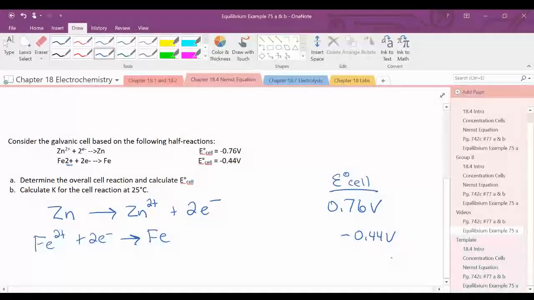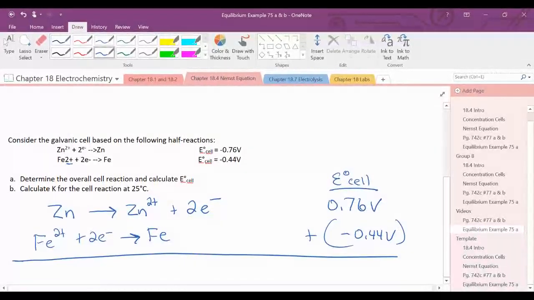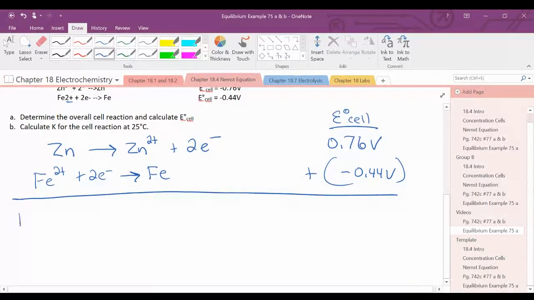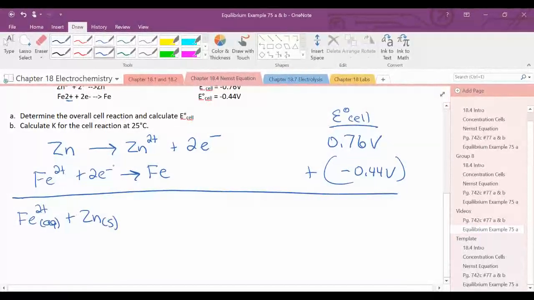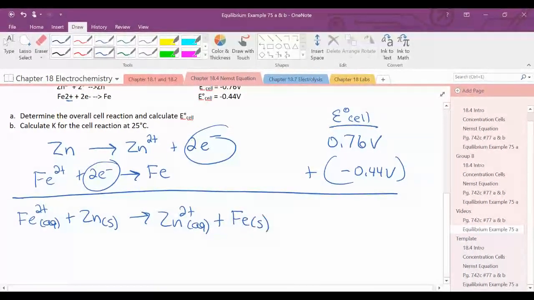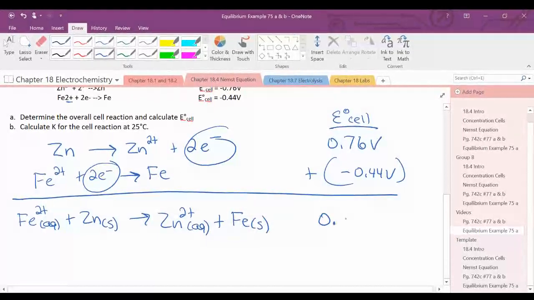And so we're going to add these together. We're going to add down here. And so we would get iron cations reacting with solid zinc. These are going to cancel to form zinc cations and solid iron. And so this gives us a cell potential of 0.32 volts.